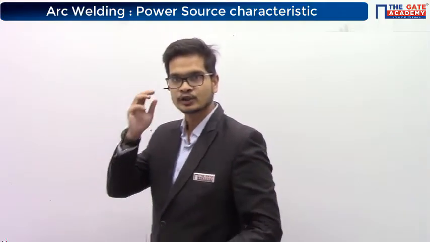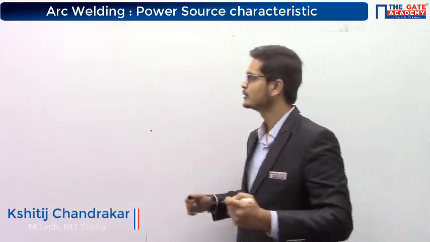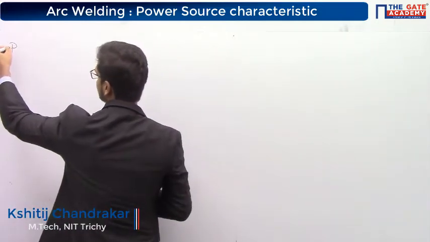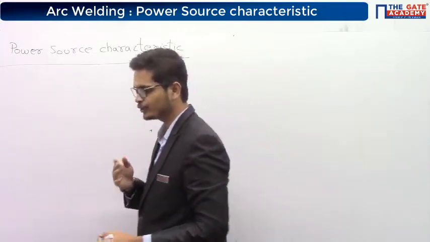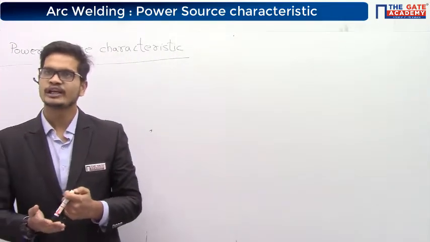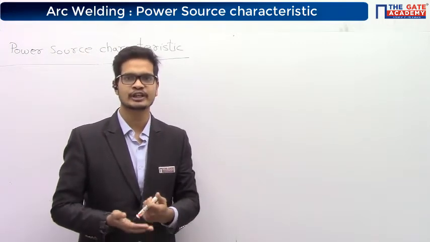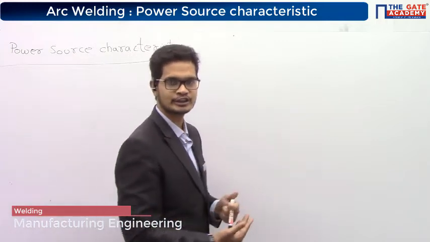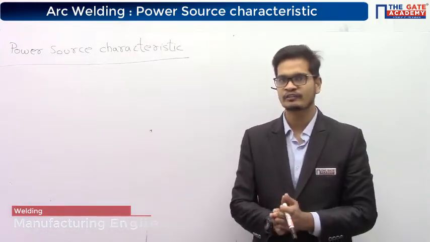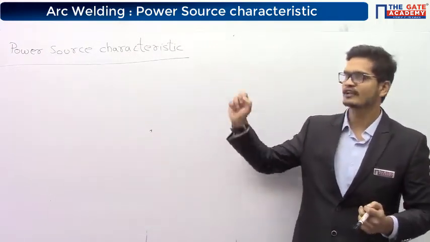Okay, so the next topic that I'm going to start is power source characteristic. Before starting with power source characteristic, one thing you need to understand is that arc welding machines can be classified on the basis of the movement of the electrode.